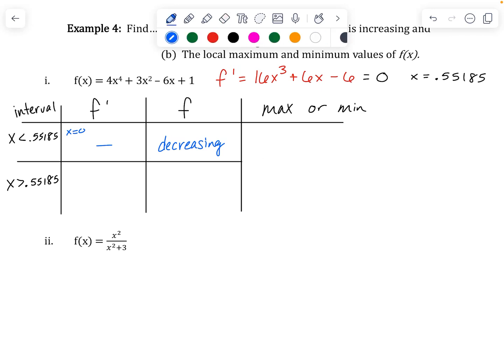And if I plug in, let's say 2, I get 16 times 8, which is 80 plus 48, 128 plus 48 minus 6. That's going to be a positive number, which means I'm increasing. So if I went from decreasing to increasing, I went from going down to going up, decreasing to increasing, that must be a minimum value.